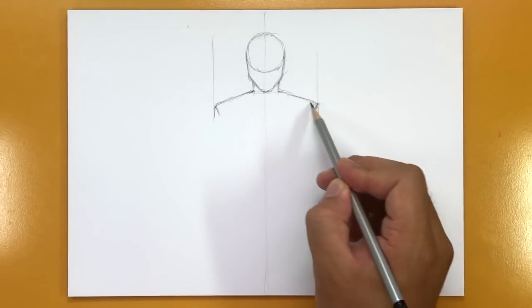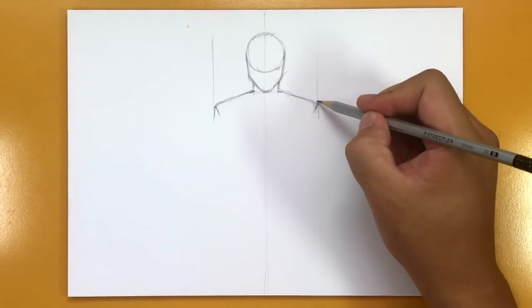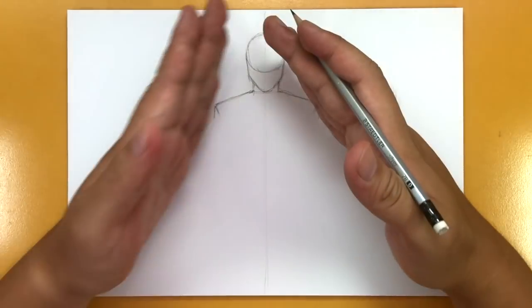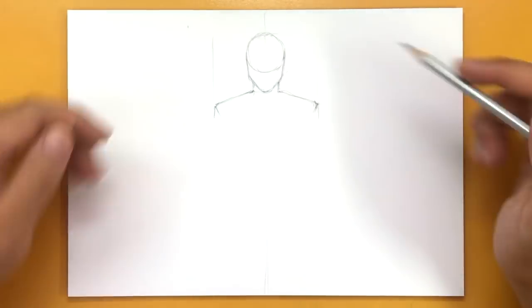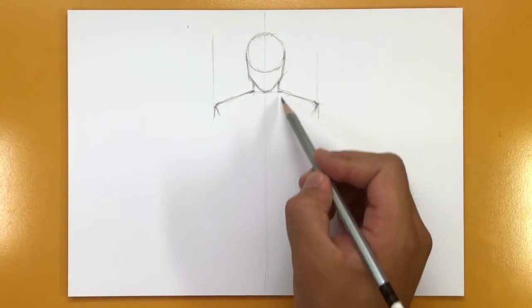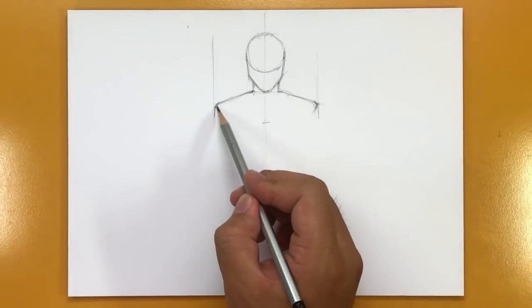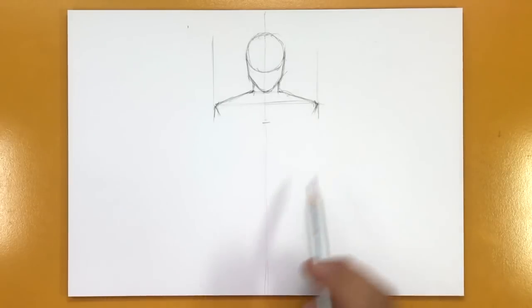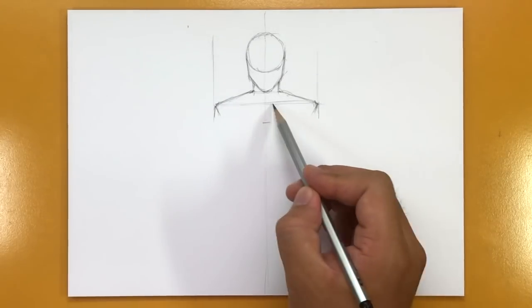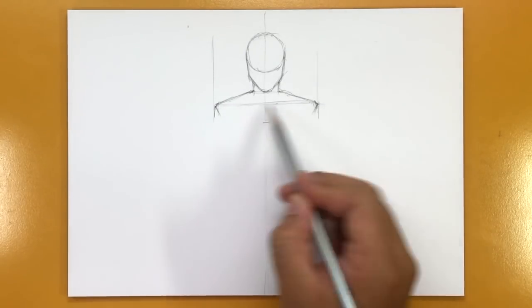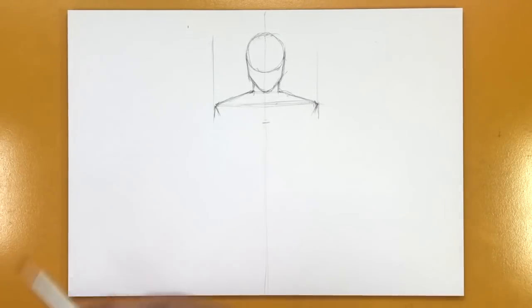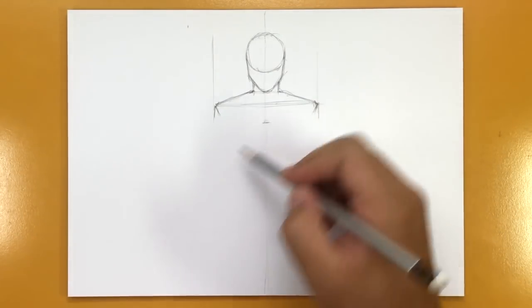So you don't want to make this too broad. Yeah, you don't want it to slope down this much. So just that much is fine. Okay, about this far down is where we're going to draw the chest, and here's going to be the collarbone. The collarbone is going to be two straight lines from this point to that point, more or less, and a little bit below that, that's going to be the chest.